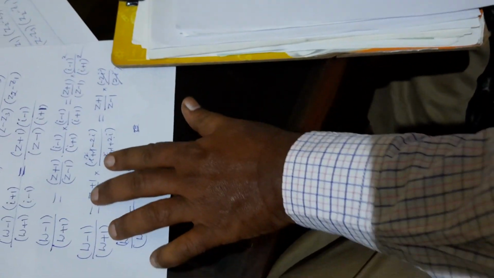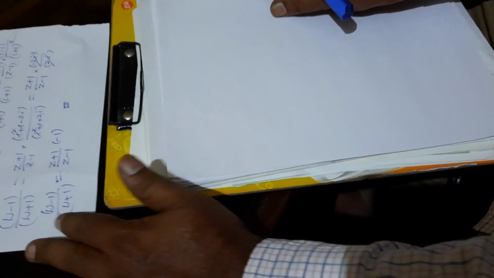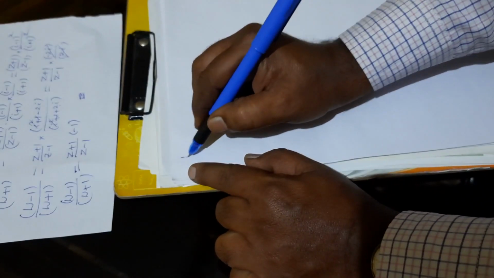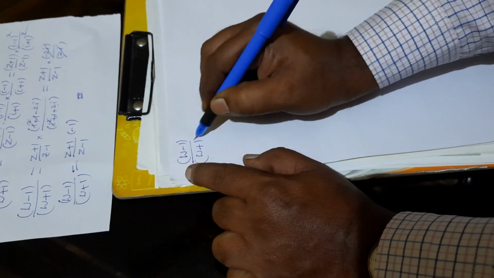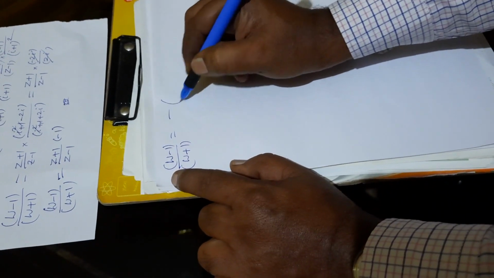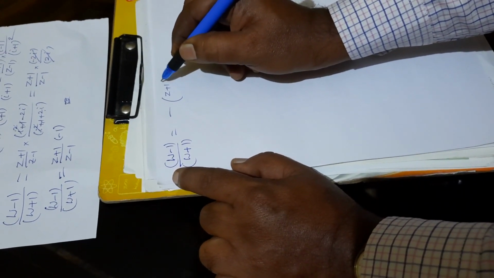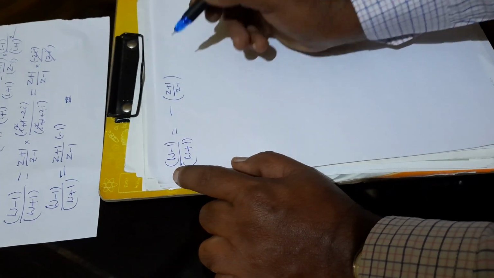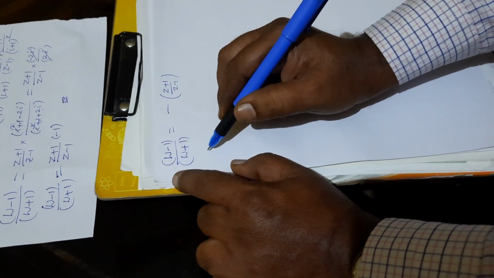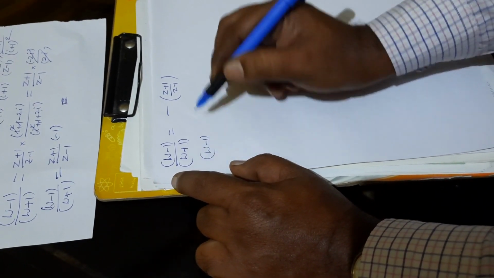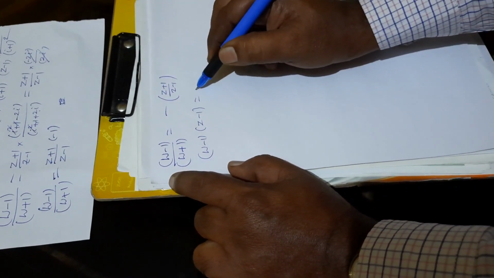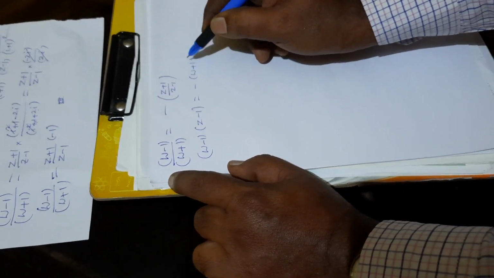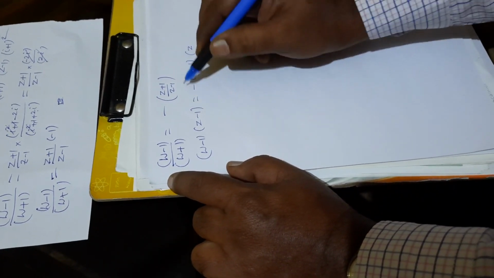(W minus 1) divided by (W plus 1) equals minus (Z minus 1) divided by (Z plus 1). Here, W minus 1, cross multiplication: (W minus 1)(Z plus 1) equals minus (W plus 1)(Z minus 1).